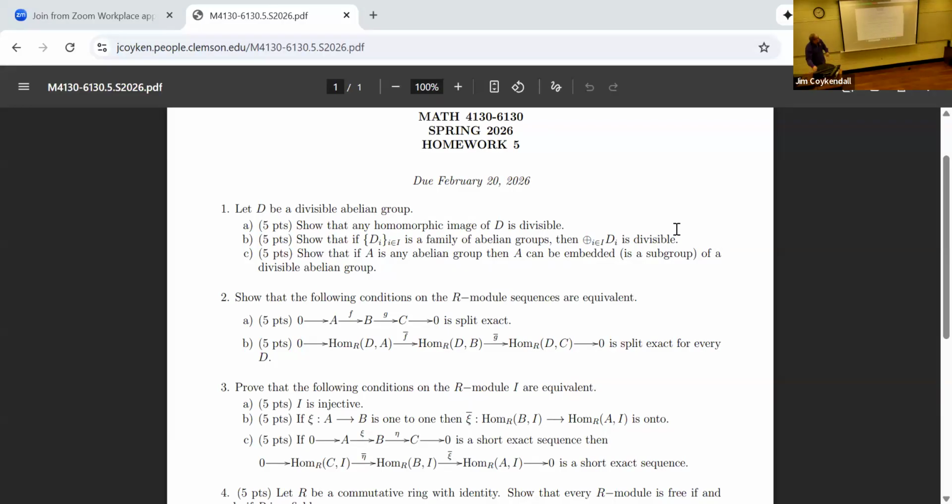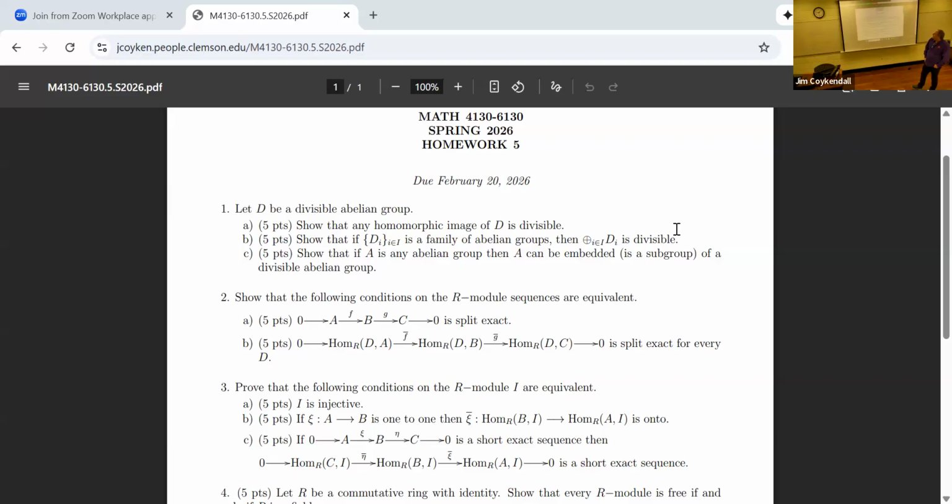Okay, so let me say a couple words about this homework. It's a little bit longer than the other ones, but notice the due date. It's not due until a week from Friday, it's due the 20th. And there's more problems, but some of them are not bad. So the first one we hit on this theme of the divisible group, abelian group.